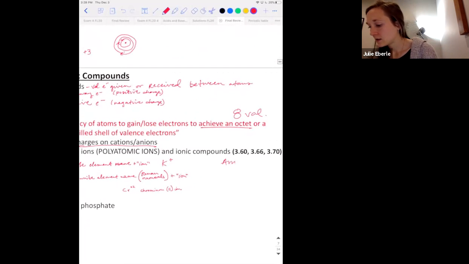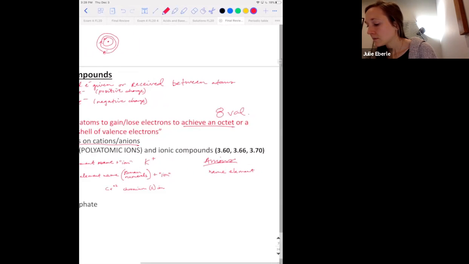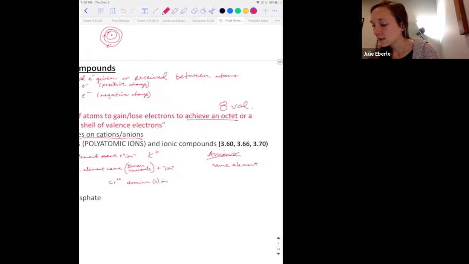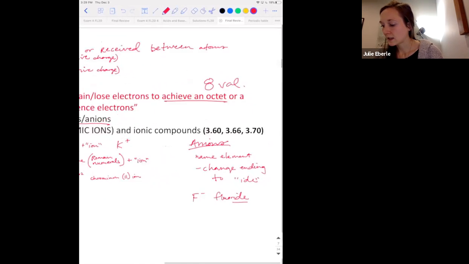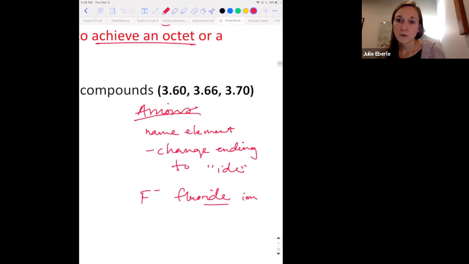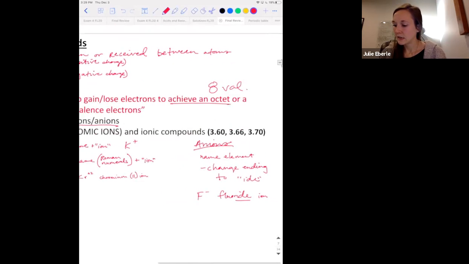Anions, you simply name the element and you change the ending to -ide. And then you put the word ion. So fluorine is F-. We call that the fluoride ion. Sulfur would be the sulfide ion. Chlorine would be the chloride. Oxygen, oxide ion. I think you get it.